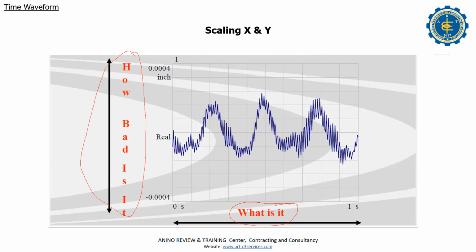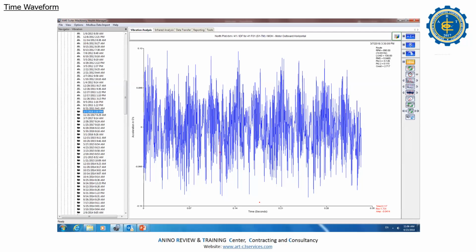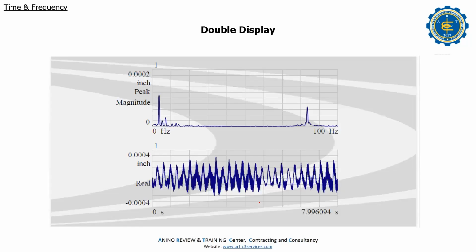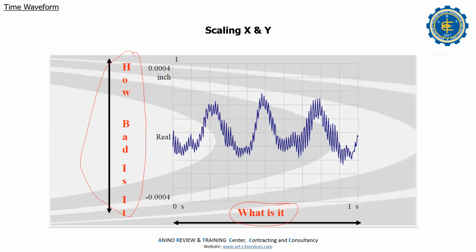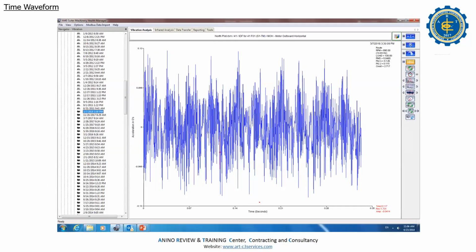And this one, how bad is it? What is it? But if you have already experienced, it's good. You can understand directly. So this is the actual. This one is for the presentation, but this is the actual time waveform before. So the vibration is 19.0 mm per second. But if you see, there is an impacting, right?